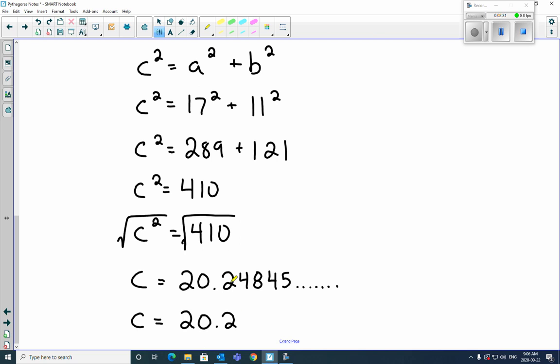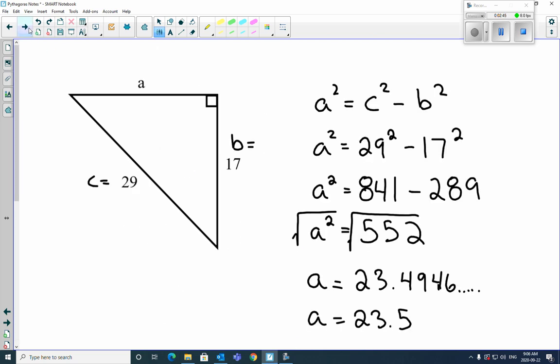So one decimal place, we look at the 2, then we look to the 4. If it was a 5 or greater, that 2 would round up to a 3, but since it's 4 or less, we keep it at 2. So in this case, C is 20.2. And that's finding the longest side. Go to the last page, and we're going to find some shorter sides.